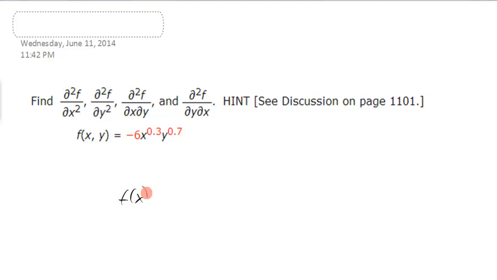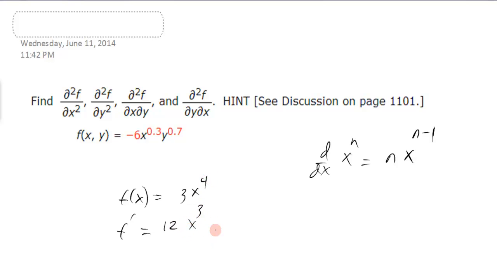If I gave you f of x equals 3 times x to the fourth, how would you do this problem? Well, you would say the derivative is the exponent rule. If it's x to the n, the derivative of x to the n is equal to n times x raised to the n minus 1. You take the number, it comes out to the front, and you subtract 1. So the 4 would come out to the front, making it 3 times 4, which makes 12 times x to the third, because it's 4 minus 1.